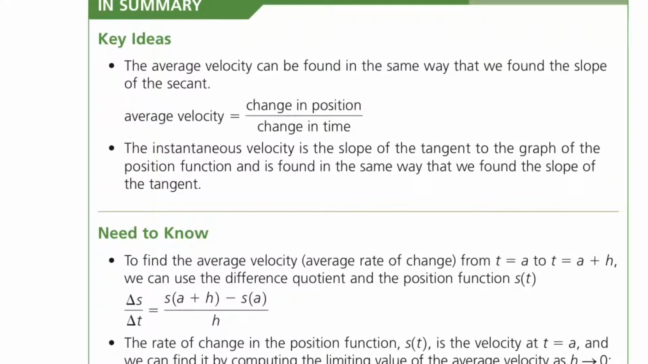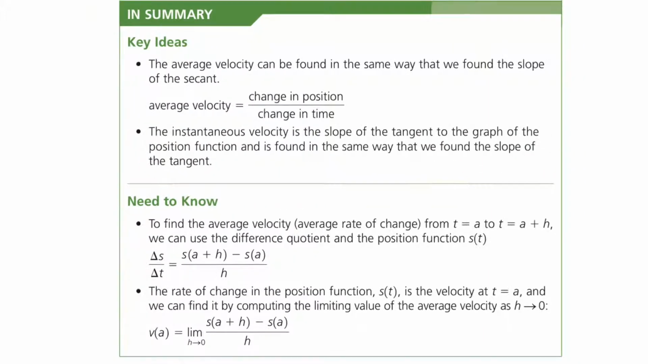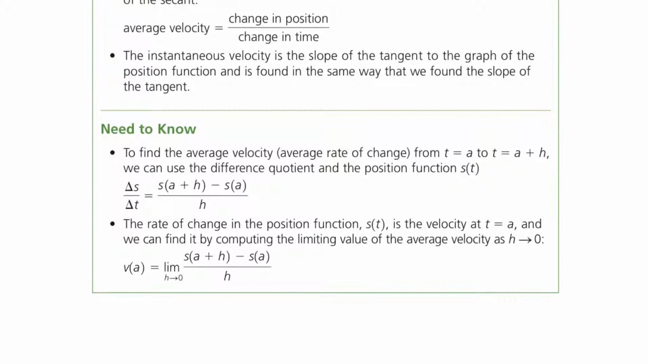Let's recap. The average velocity can be found in the same way that we found the slope of the secant line. Average velocity is change in position divided by change in time. The instantaneous velocity is the slope of the tangent line to the graph of the position function, and is found in the same way that we found the slope of the tangent line. Very important to know.